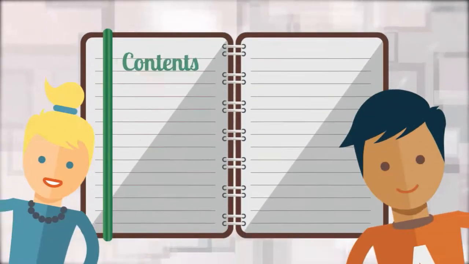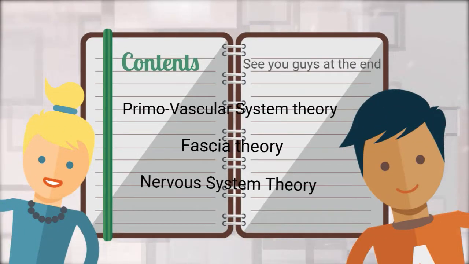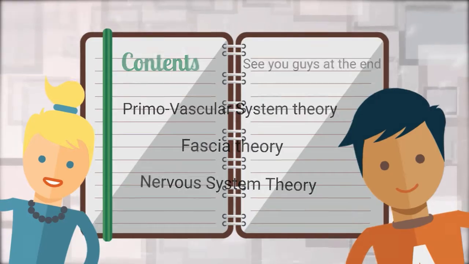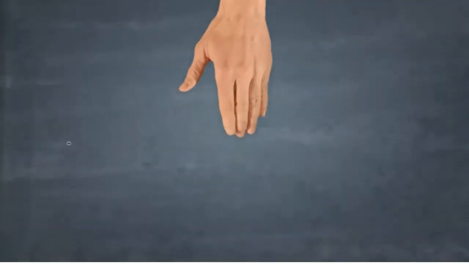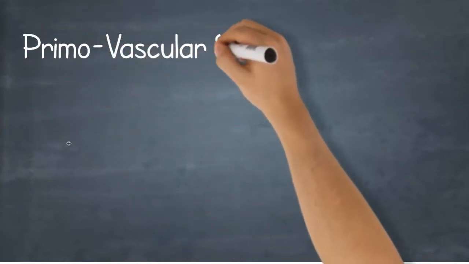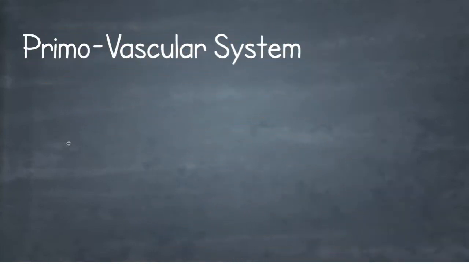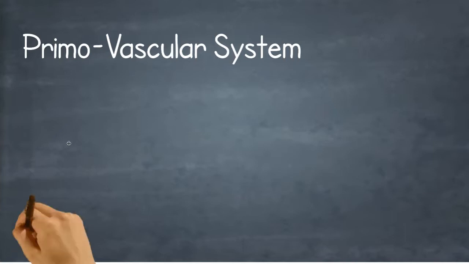Various theories regarding the scientific mechanism behind the meridian system have been proposed and are constantly evolving. Some of the most noteworthy theories include the premovascular system theory, the fascia theory, and the nervous system theory. A newly discovered anatomical system distributed throughout the entire living body, called the premovascular system, has been suggested by some scientists to be the physical form of the meridian system.